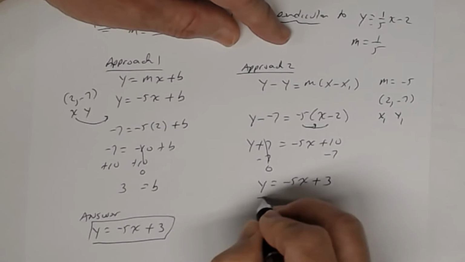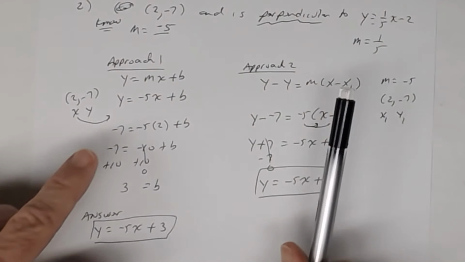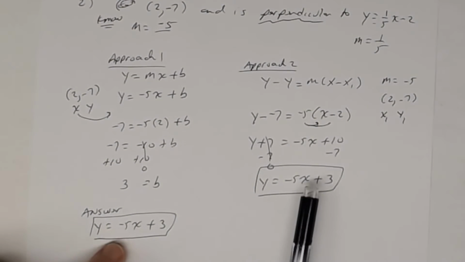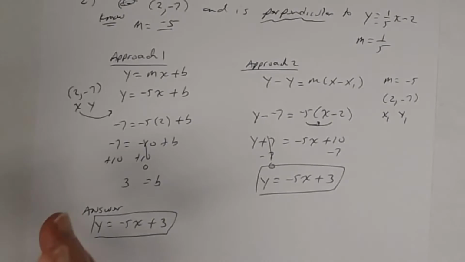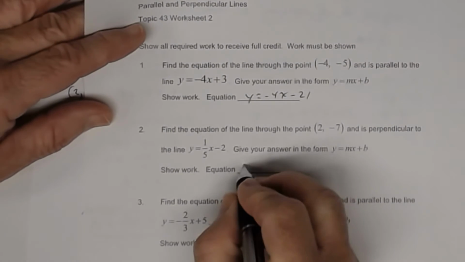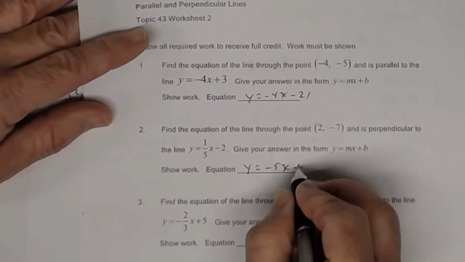is a positive 3. So notice, no matter which approach you took, you get the same equation in slope-intercept form. So the answer to this one is y equals negative 5x plus 3.